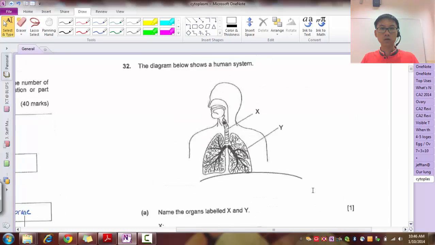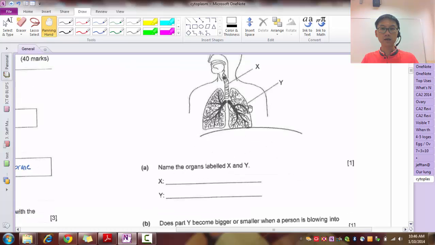Let's look at question 32. The diagram shows a human system. You're supposed to name the organs labeled X and Y. So again, this is quite straightforward. X will be your windpipe, and Y will be your lungs. So either lung or lungs.